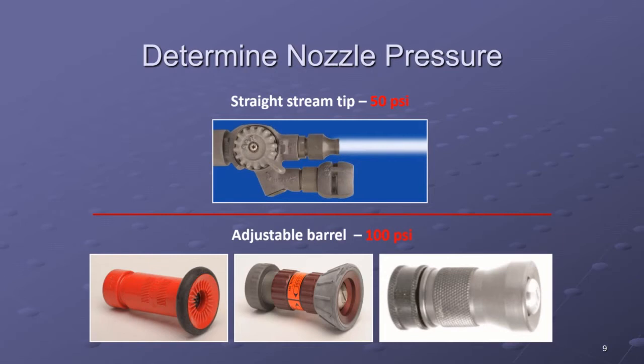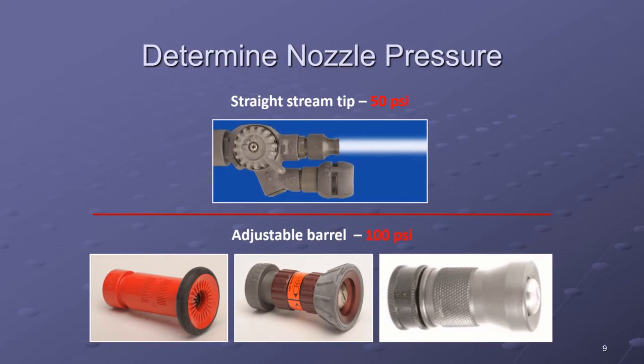Generally, at 50 psi, it's a nice smooth stream, and as I crank that pressure up, that stream starts to fall apart and fog out a little bit, which may be quite useful to my needs, but I'm also moving more volume. And if I don't know what my nozzle pressure actually is, because all I did was crank the pump up, then I don't know what I'm flowing. Your adjustable barrel nozzles, all of those barrel nozzles are going to be 100 psi. That is my desired nozzle pressure because that's what they're rated at.